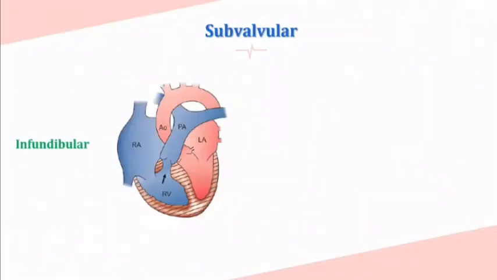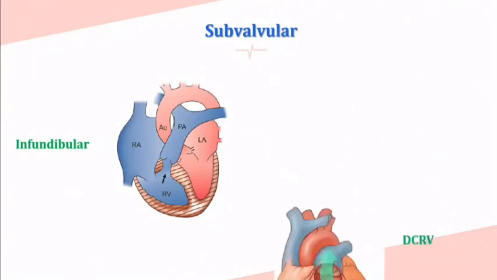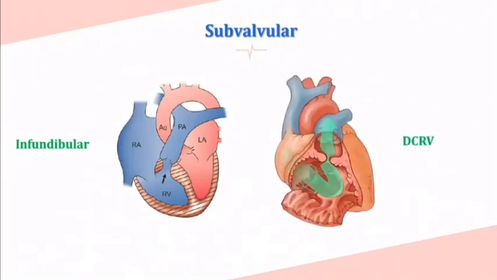And coming to subvalvular, it is infundibular, that is, obstruction at the level of the conus, and DCRV, double-chambered right ventricle, where there is an intracavitary right ventricular muscle bundle which divides the right ventricle into a proximal high pressure chamber and a distal low pressure chamber.